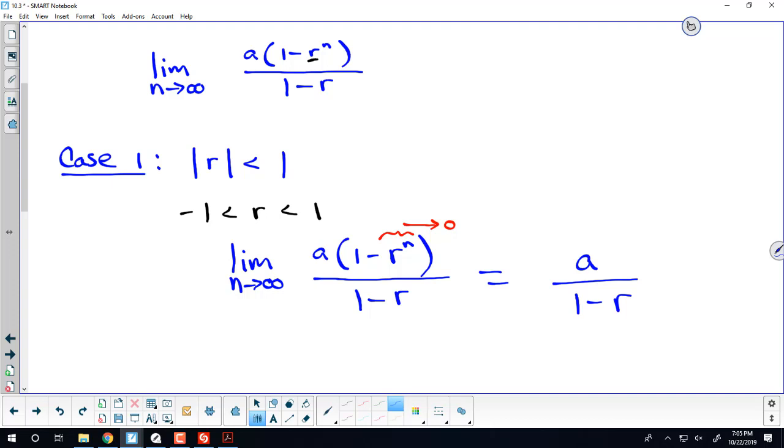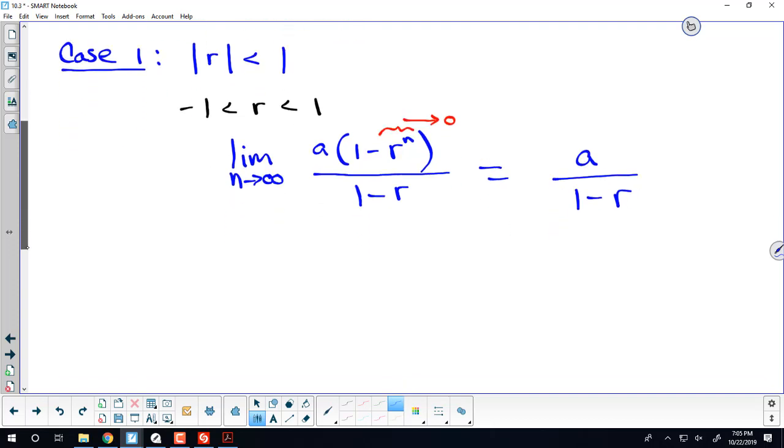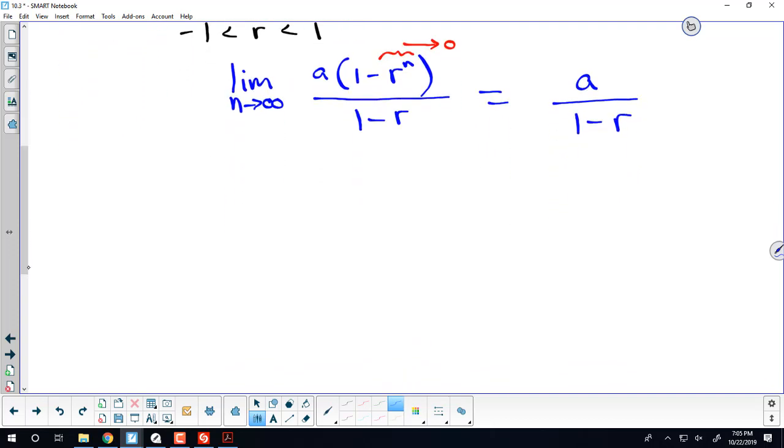Of course, A is some number, R is some number. A over 1 minus R is just going to give us a number. Specifically, A over 1 minus R is what your geometric series converges to if the absolute value of that ratio is less than 1. So A over 1 minus R is the sum of an infinite geometric series when the ratio is less than 1 in magnitude.